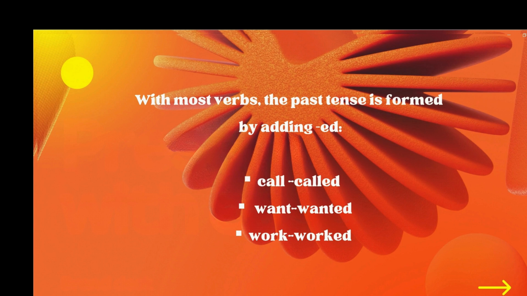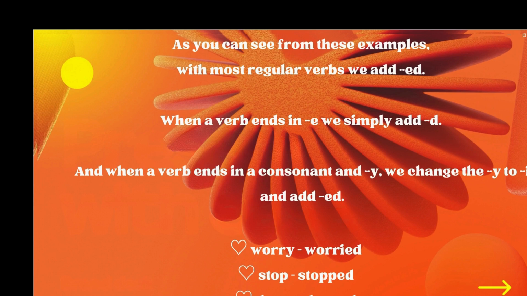With most verbs, the past tense is formed by adding ed. For example, when we have the verb call, we change it to called. Want, wanted. Work, worked. As you can see from these examples, with most regular verbs, we add ed. When a verb ends in e, we simply add d. And when a verb ends in a consonant and y, we change the y to i and add ed. For instance, worry, worried, stop, stopped.